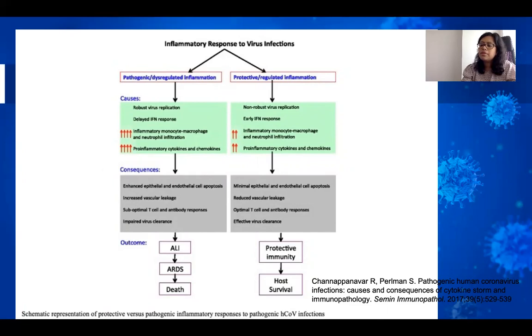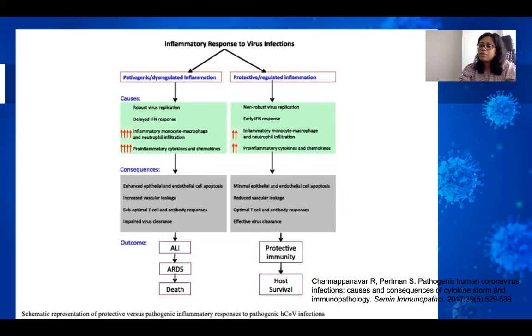So the flow diagram on the right shows a protective or regulated pathway, and the flow diagram on the left shows a dysregulated or pathogenic inflammatory pathway of the virus. There are several host factors that drive the pathology down the poor outcome or the left-hand pathway, and it's not really yet well understood. Genetics and comorbidities are emerging as risk factors for driving the pathway down the left.